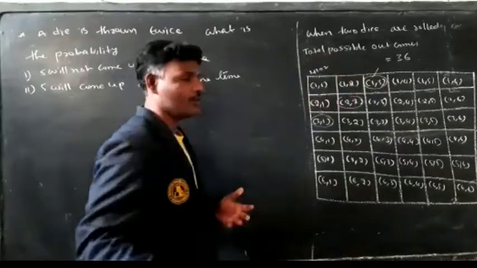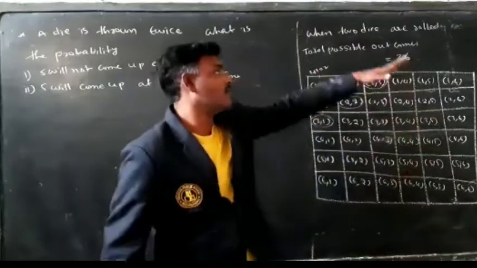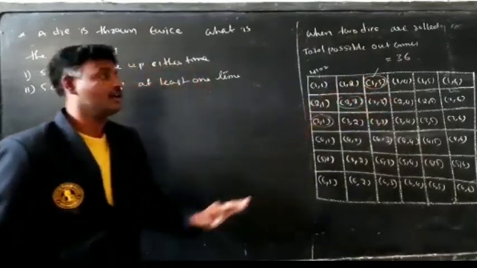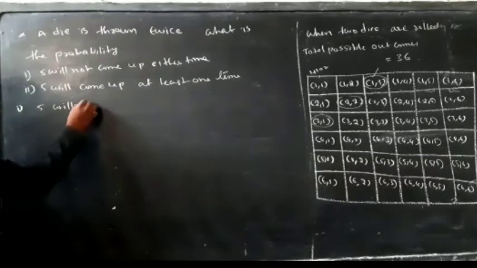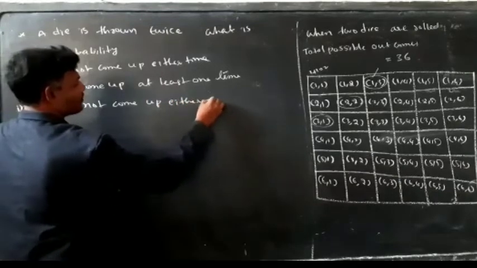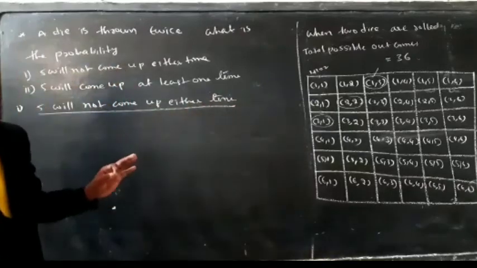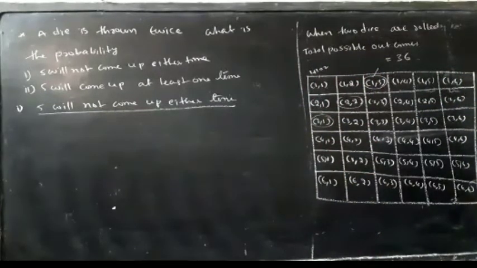So already we know when 2 dice are rolled, or 1 dice rolled twice, we get 36 outcomes. So there are the 36 outcomes from the table. Now what is the first question here? 5 will not come up either time. So I didn't want 5 on the top face. It means from this total possible outcomes, which pairs are giving 5? Remove those pairs here.